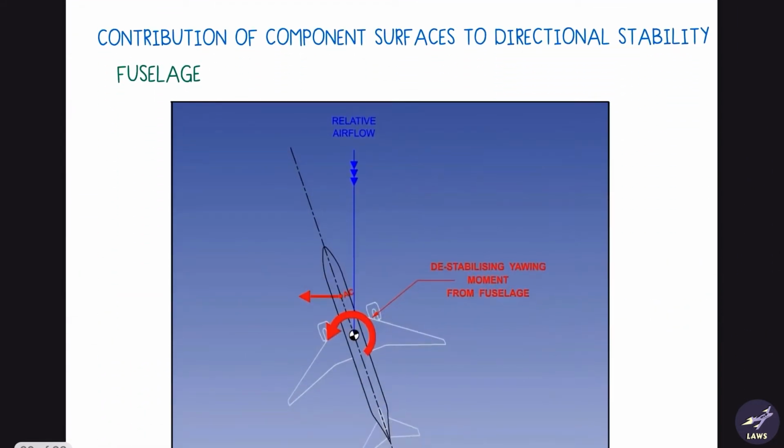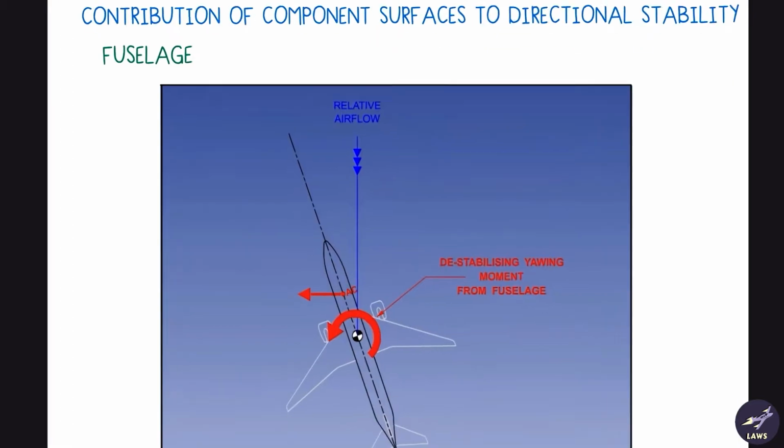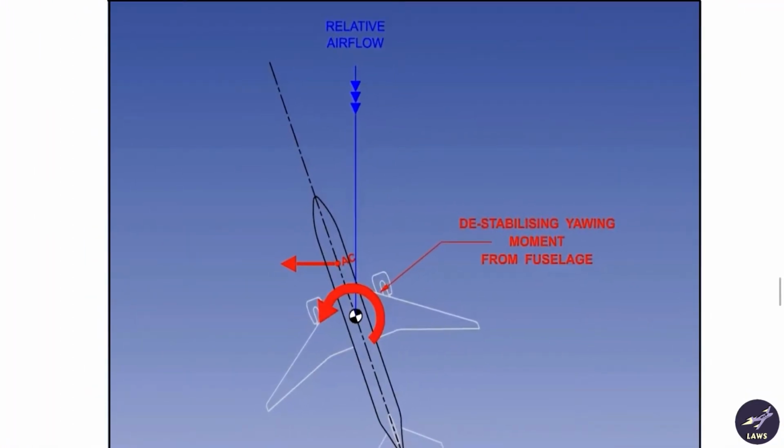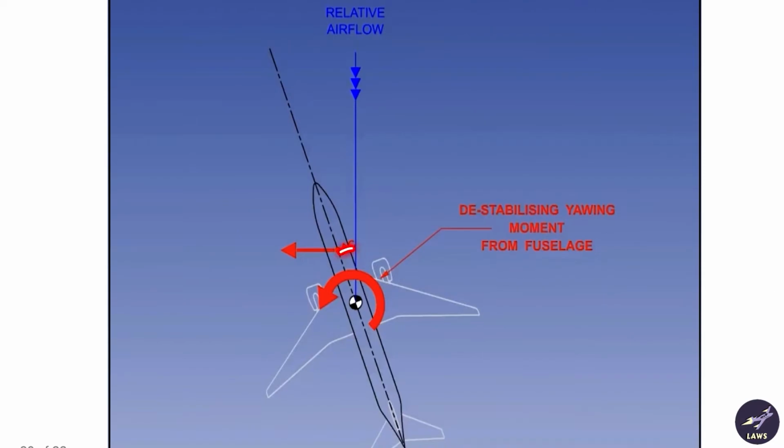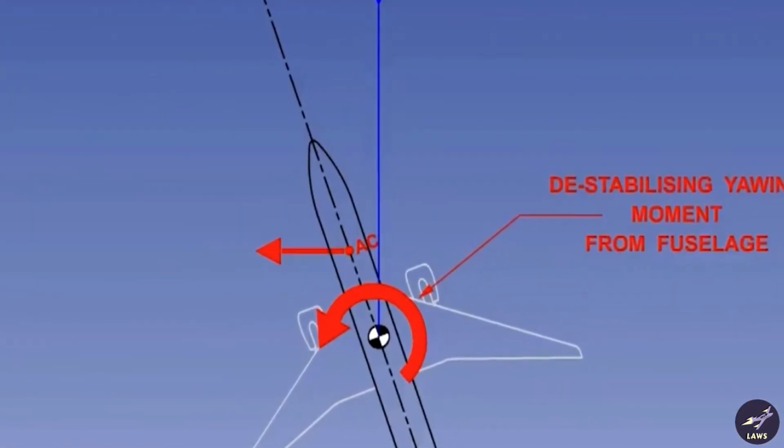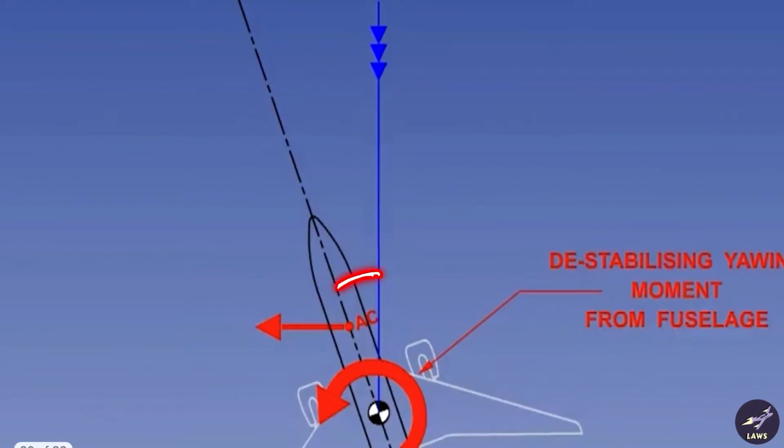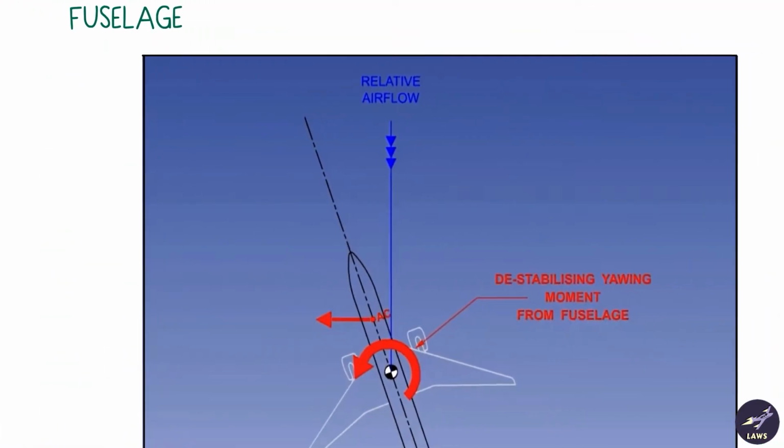So now we look at the contribution of different components to directional stability. First is the fuselage. This is the sideslip angle. Since the aircraft's nose is to the left, we want to move right to come back to equilibrium. But in this case, if we consider the sideslip as the directional angle of attack, we have the AC, so lift is acting here. This lift force is taking the aircraft further away from equilibrium, right? So the contribution of the fuselage is destabilizing.